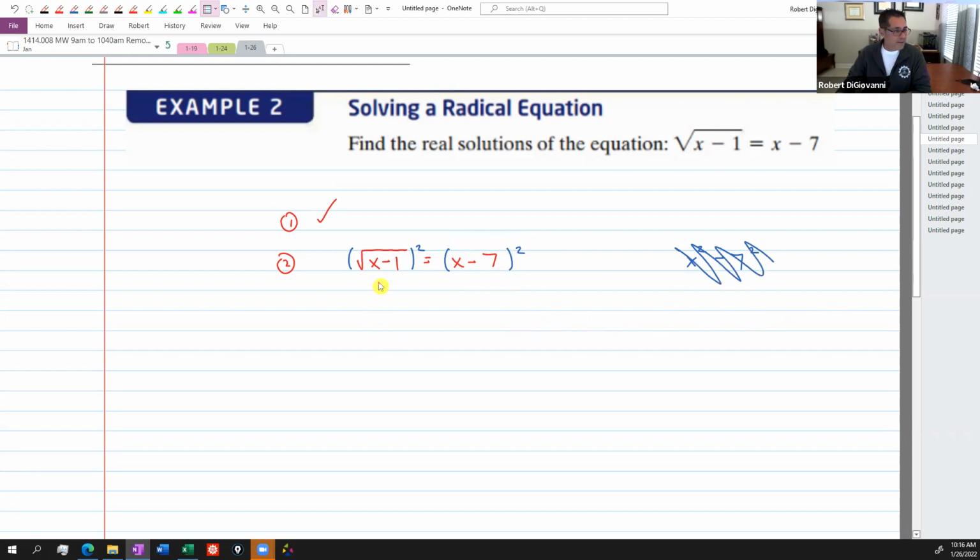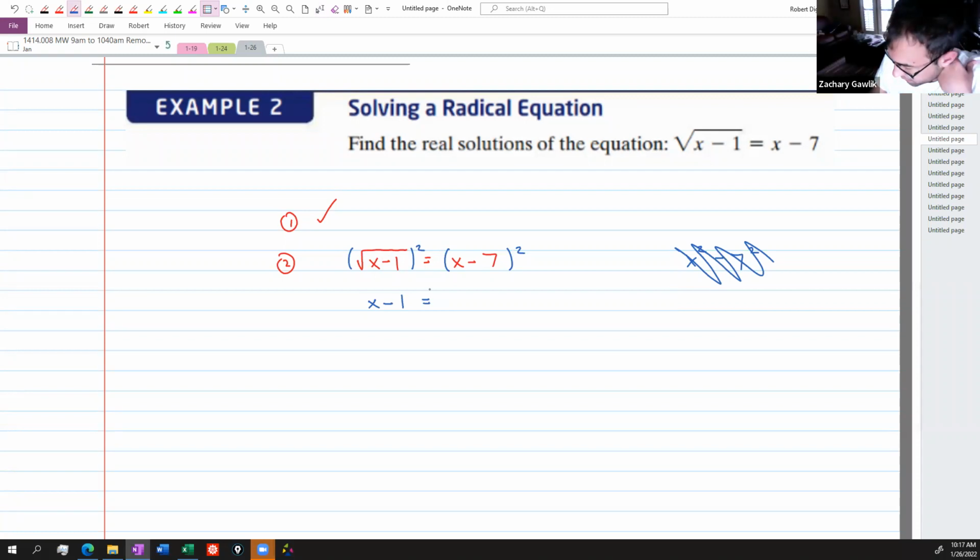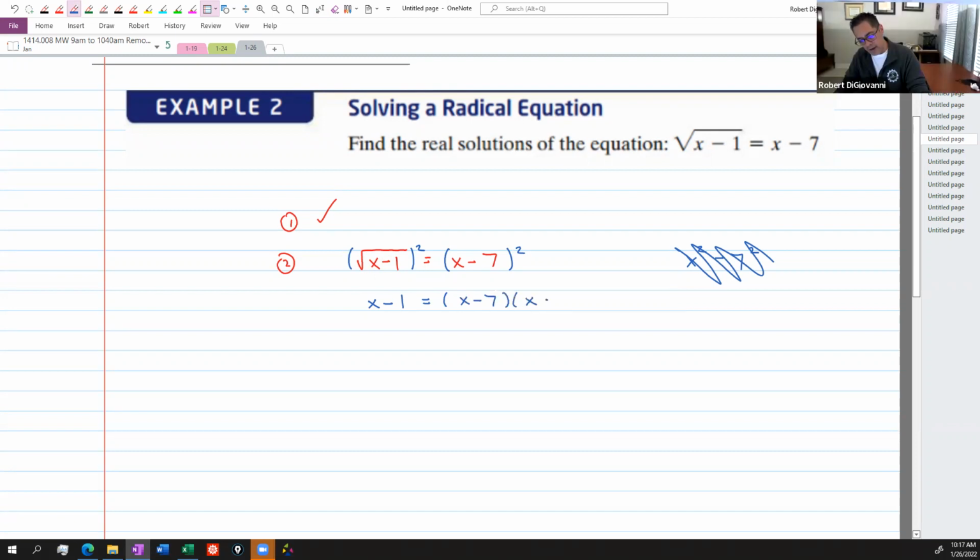Good, Zachary. On the left side, what do you have when you square the square root? It would just be x minus 1. Okay, good. Now, on the right-hand side, what are we going to do over there, Zachary? It's x minus 7 times x minus 7. Perfect. So you're going to have to do that whole FOIL expanding, distributing thing over there, right? Yes. Okay. Good, Zachary.